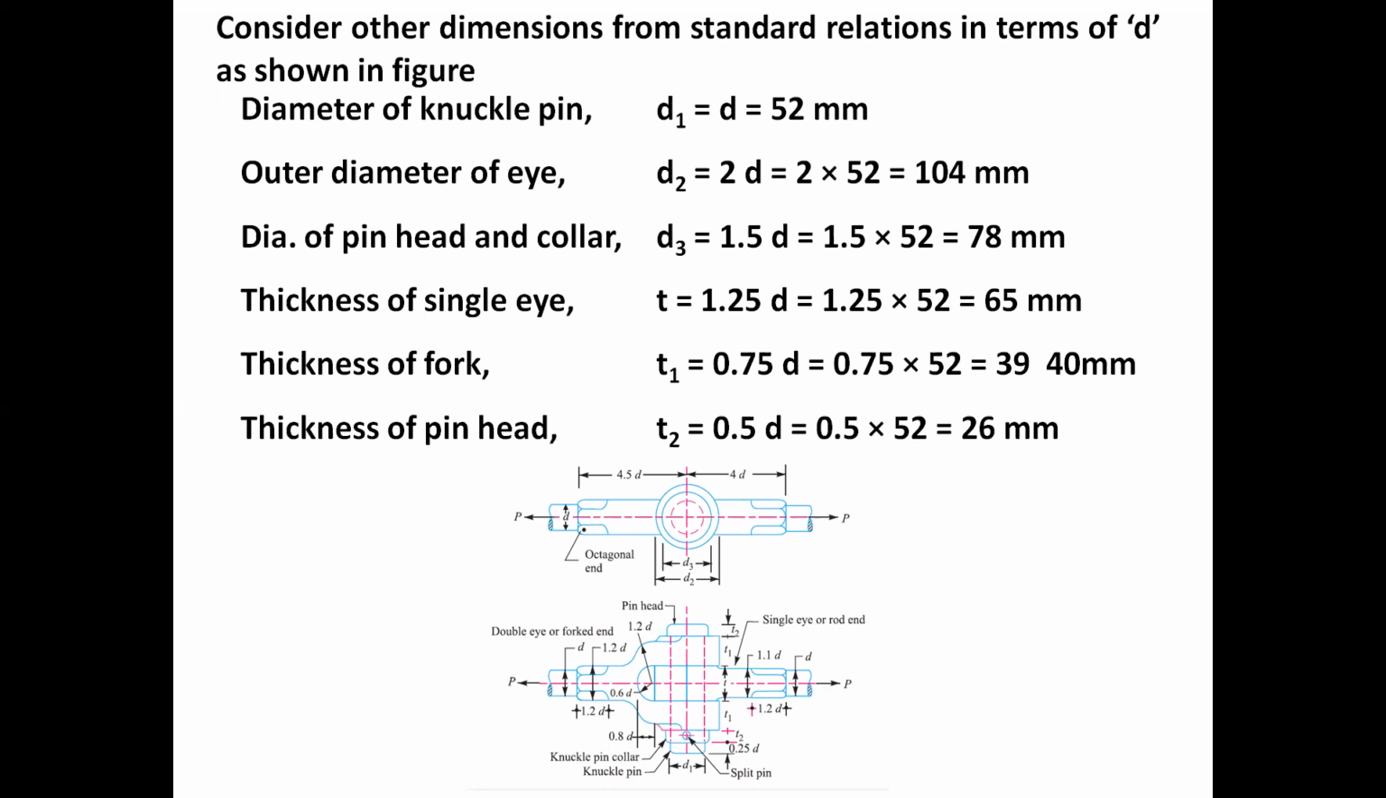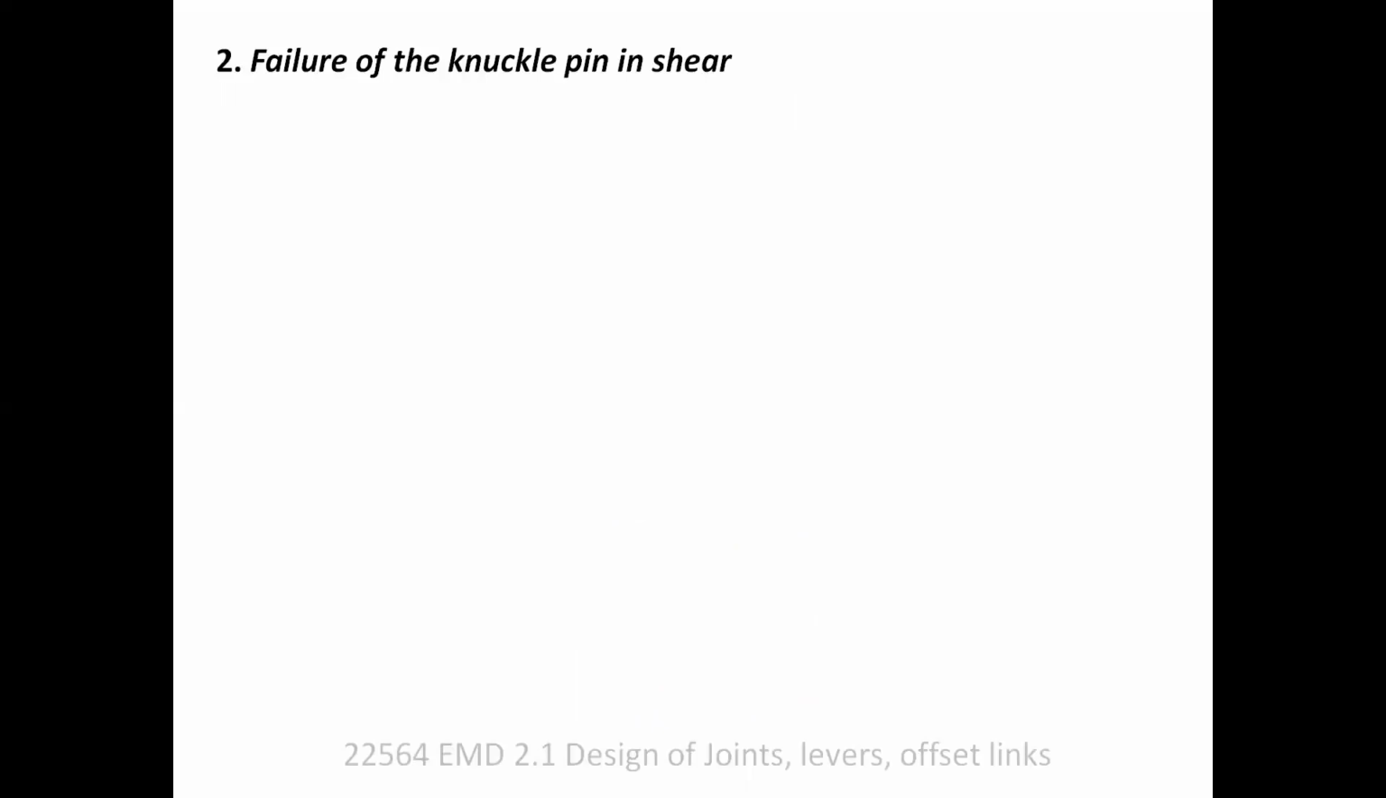So all these dimensions we can find by using standard relationships. Now we have got all the dimensions from the standard relationships. Let us check whether all these dimensions are safe or not by using different failure equations. Now let us first think about the pin.